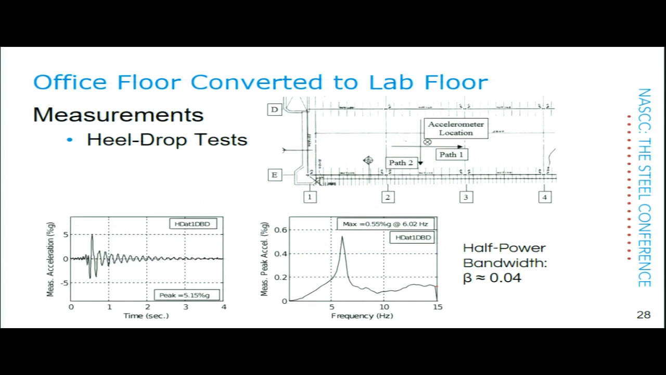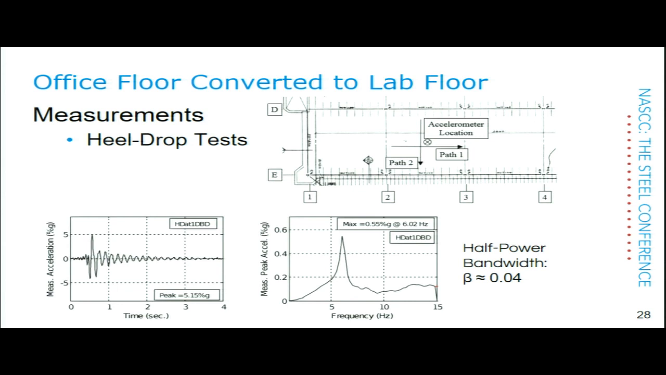Okay, so let's talk about our measurements. You can see at the top right a little plan that shows what we put in. I'll just zoom in on this one bay for discussion. I looked at several bays. We have an accelerometer in the middle of the bay, which is the worst location. And we have a couple of walking paths. Path 1 is going perpendicular to the joists, and path 2 is going parallel to the joists.